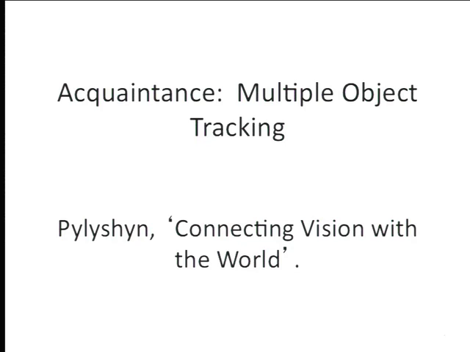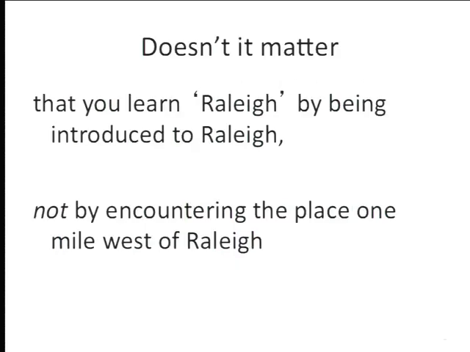Okay, so today is Pylyshyn and multiple object tracking. And we ended with Davidson and the question, is Davidson really right to say that you can say whatever you like about reference? You can say that the name Raleigh refers to Raleigh, or you can say that the name Raleigh refers to the place 1 mile west of Raleigh, or to the place two miles west of Raleigh, or whatever, so long as you make adjustments in what you say about the predicates, like smokes or fishes or whatever.